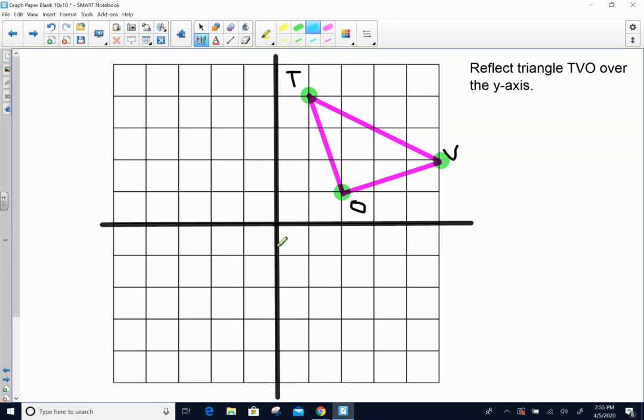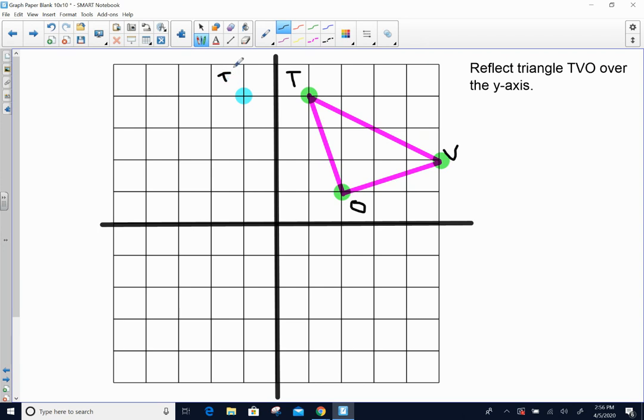Now, since we're going over the y-axis, I need to know how far each point is from the y-axis. So let's start with T. If I start here and I count over, I got 1 space, okay? So T is 1 space away from the y-axis. Now, when I started, it's on the right side. When I'm reflecting it, I want to go the other direction. So I'm going to start on the y-axis, and I'm going to go 1 to the left, okay? And that's all we do to reflect over the y-axis. I'm going to go ahead and label that as T prime.